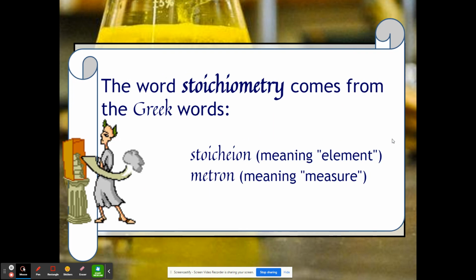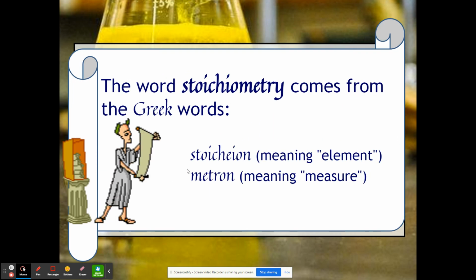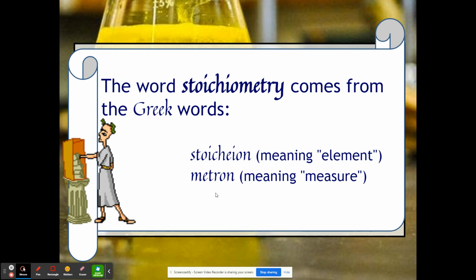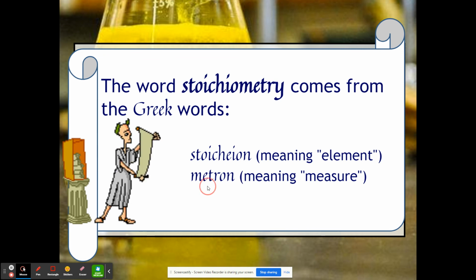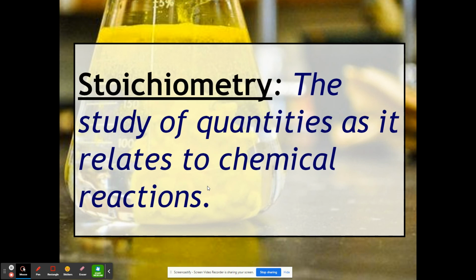So the word stoichiometry comes from two Greek words, stoichion, meaning element, and metron, meaning measure. Stoichiometry is actually the study of quantities as it relates to chemical reactions.